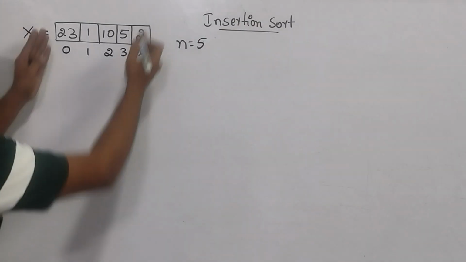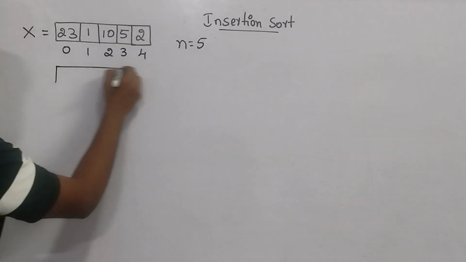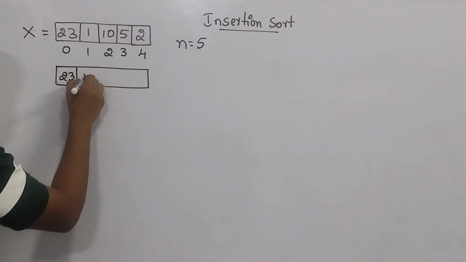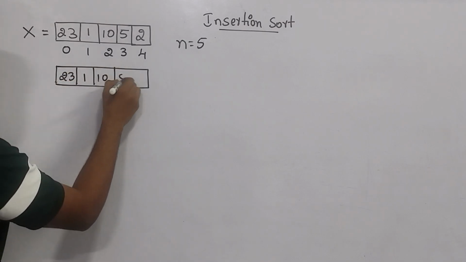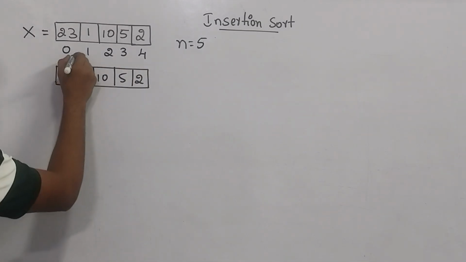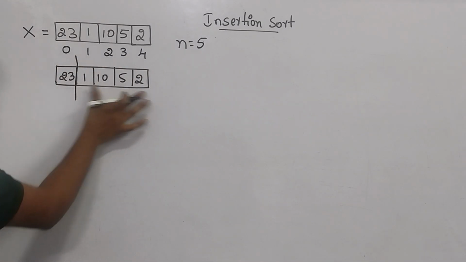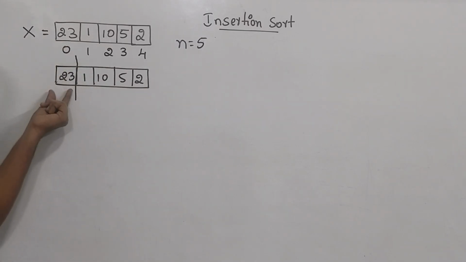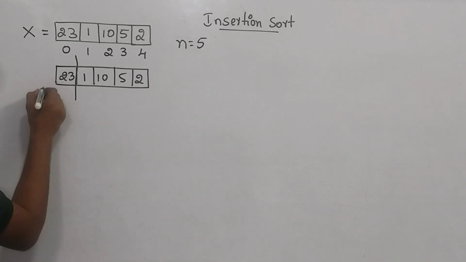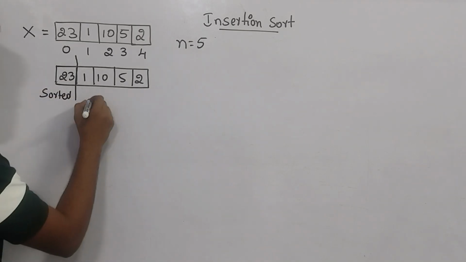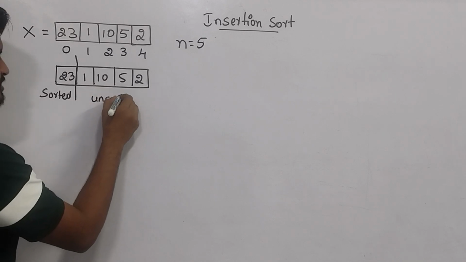In the next step, just copy the elements given above. So what are my elements? 23, 1, 10, 5 and 2. Now what you must do is separate the first element from all other elements. So draw a line. Separate the first element from all others. And call the first element the sorted sublist and all other elements the unsorted sublist.